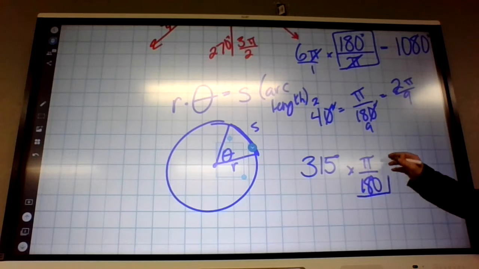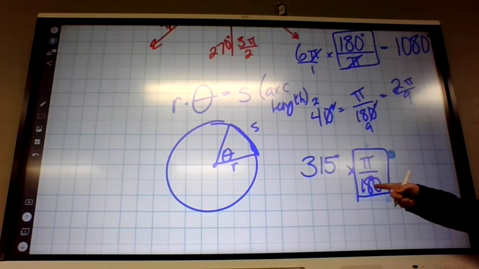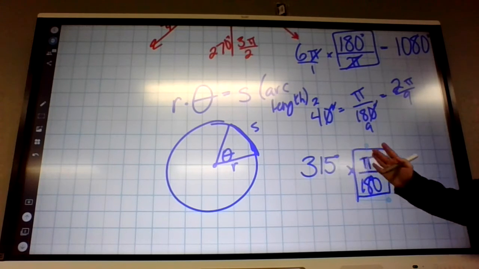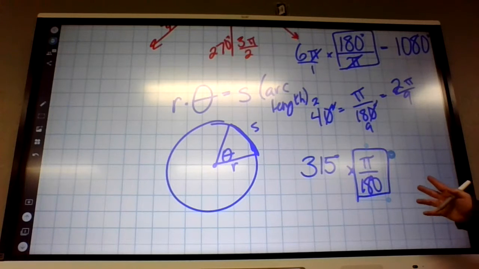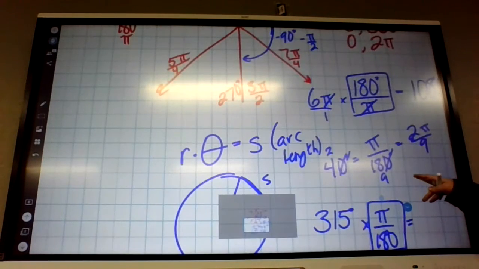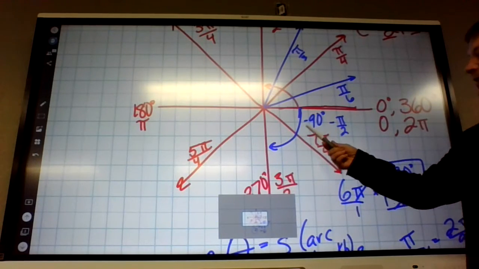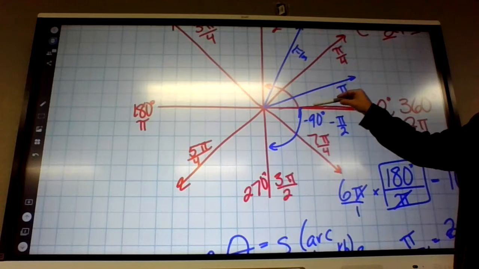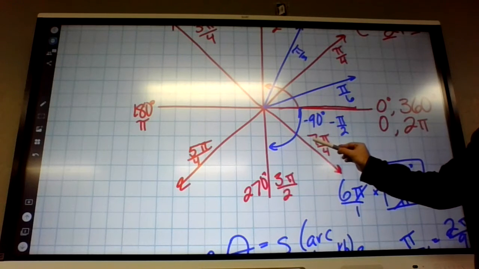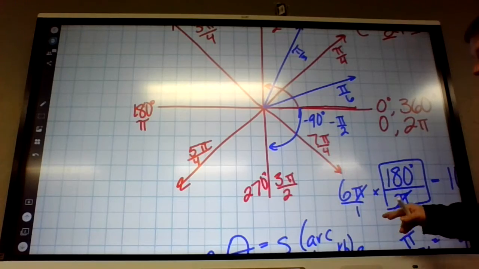This converter is legal because this is equal to 1. Pi radians is equal to 180 degrees. 1 over 1 equals 1. So when you multiply anything by 1, it doesn't change the value. That's kind of the idea. You can do this in your calculator. The way I was thinking of cheating was 315 is like 45 short of 360, so it's going to be 7 pi over 4.